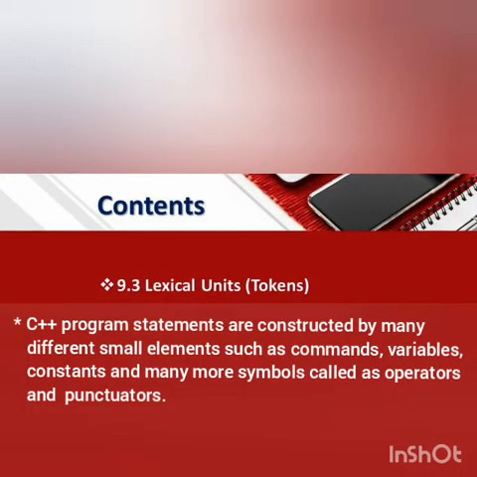Lexical units are also called tokens. What is meant by lexical units? C++ program statements are constructed from many different small elements. So, the program contains a set of instructions. That set of instructions is made up of commands, variables, constants and many more symbols called operators and punctuators. So, these individual elements are collectively called lexical units, lexical elements or tokens.